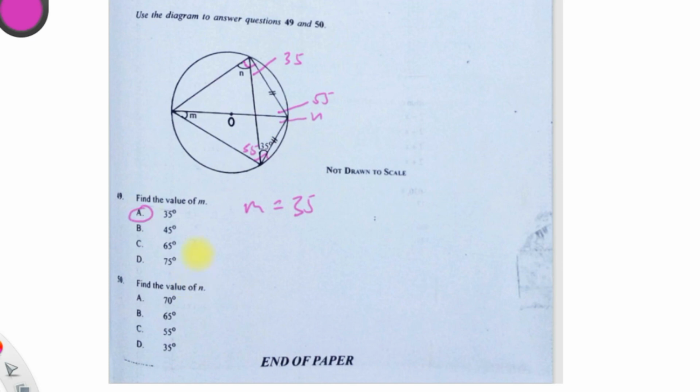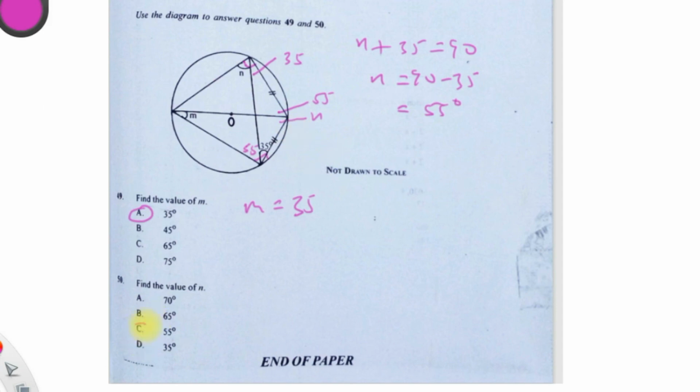Now I have to find the value of N. How do we find the value of N? Quickly, this is 35, but we know that this angle is 90 degrees. So N plus 35 is equal to 90 degrees. So N will be equal to 90 minus 35, which is equal to 55 degrees. So N is also equal to 55. This is the correct answer C.